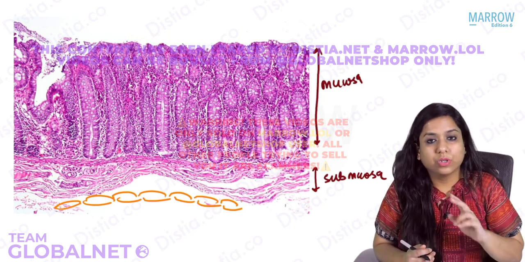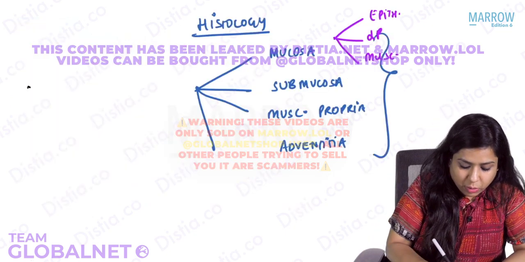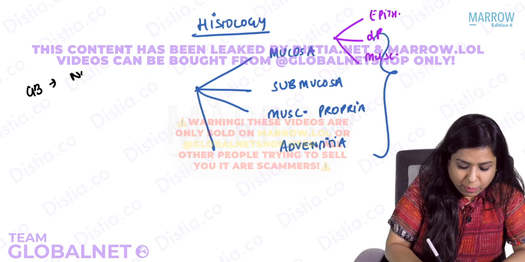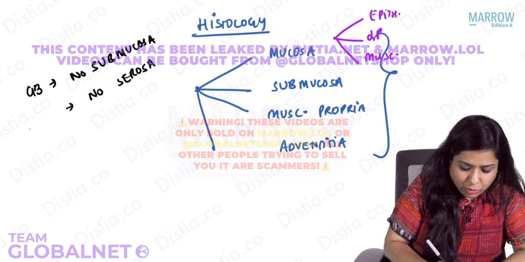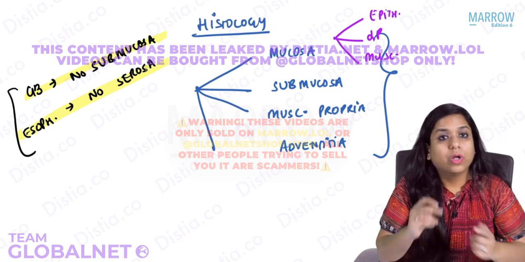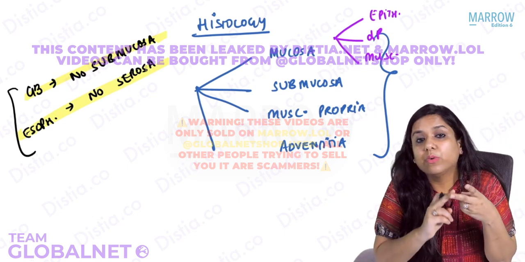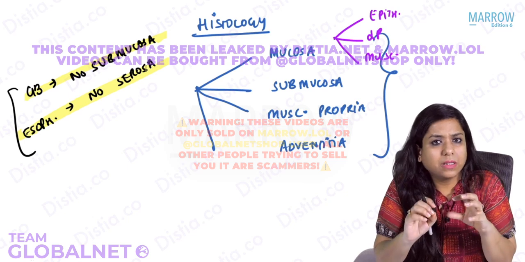2 exceptions to these 4 layers are the gallbladder does not have a submucosa. So no submucosa in the gallbladder and no serosa in the esophagus. The esophagus does not have a serosa, right? These are also very important points which you need to know. No serosa in the esophagus and no submucosa in the gallbladder. Correct? Easy? The basic thing is clear.